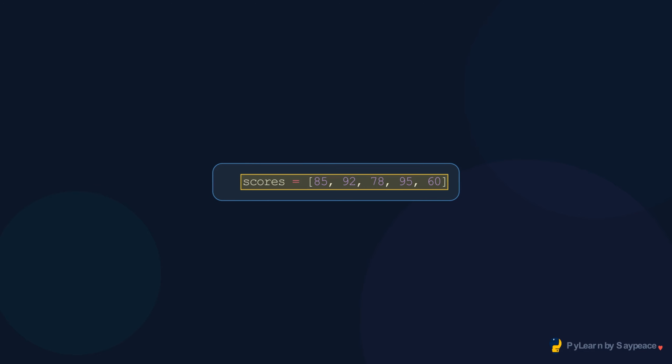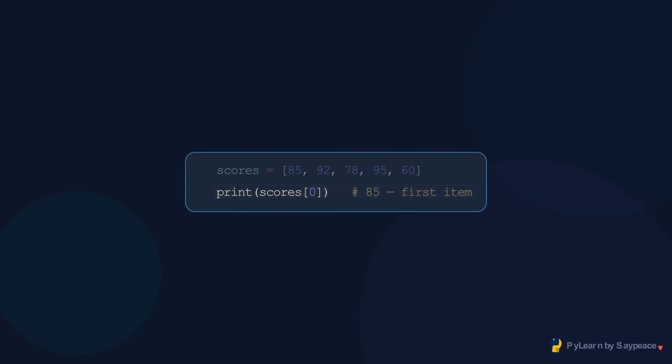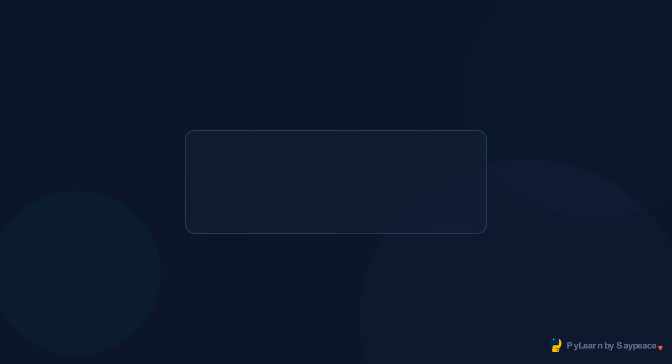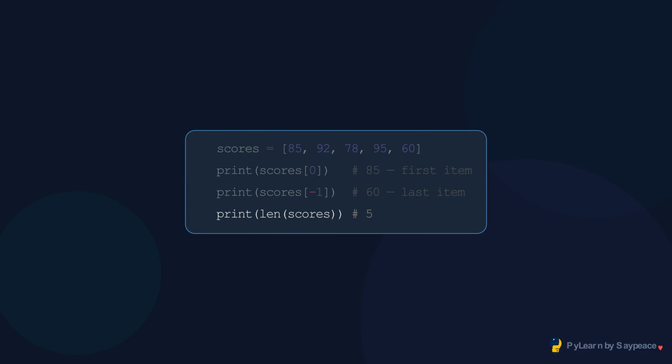Square brackets create a list. Values separated by commas. Access by index, same zero-based system as strings. Negative index counts from the end. Len returns the number of items.